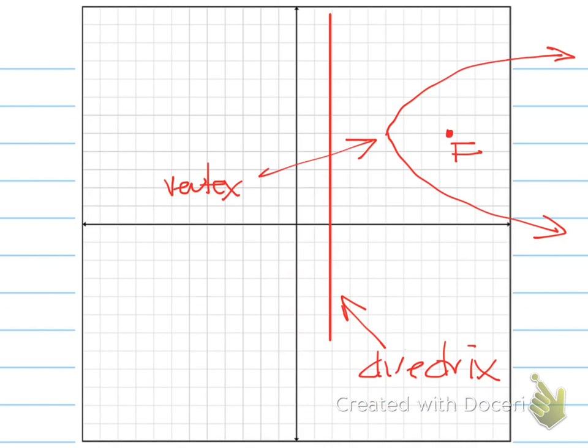In this figure, we've got a parabola that opens horizontally. It's going to open to the right. The focus is on the inside of the parabola, and the directrix is perpendicular to the axis of symmetry and is the same distance away from the vertex as is the focus.